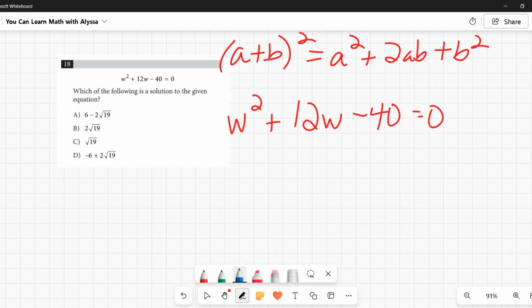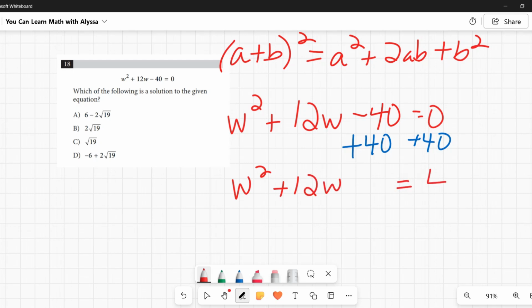I want the w squared plus 12w to be by itself. So I'm going to add 40 to both sides. I get w squared plus 12w, and I'm going to leave a gap, equals, on the other side, 40. All right, w squared plus 12w.